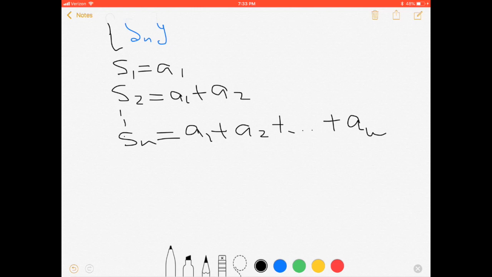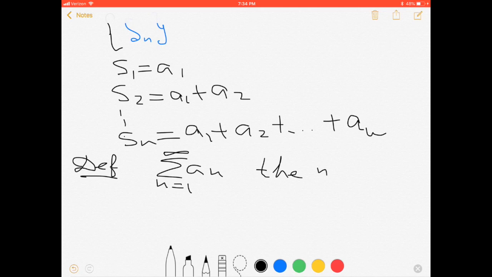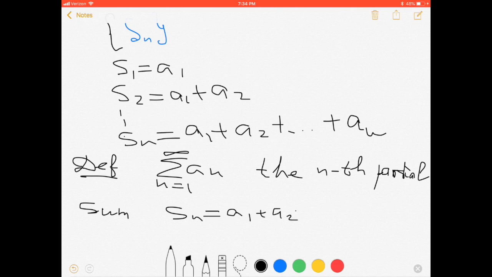And now we have a definition. For the infinite series sum of a_n, where n is changing from 1 to infinity, the partial sum S_n is equal to a_1 plus a_2 plus ... plus a_n.